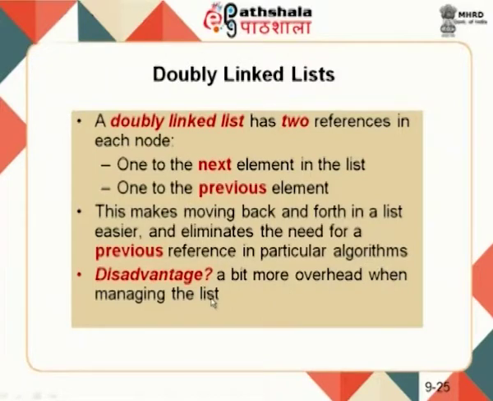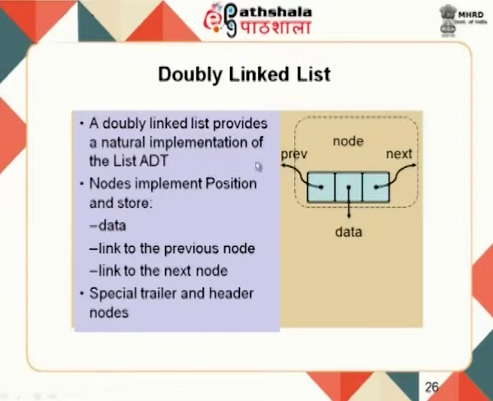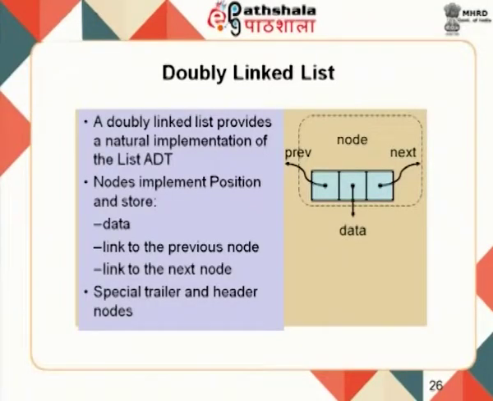Disadvantage, you obviously have a bit more overhead because you have two pointers instead of one. So, a doubly linked list provides a natural implementation for the list ADT. We are still in list ADT. In the previous module we covered array, vector and dynamic array implementation of the lists. Here we looked at singly linked list implementation, circularly linked list implementation, and now we are looking at the doubly linked implementation of the list.